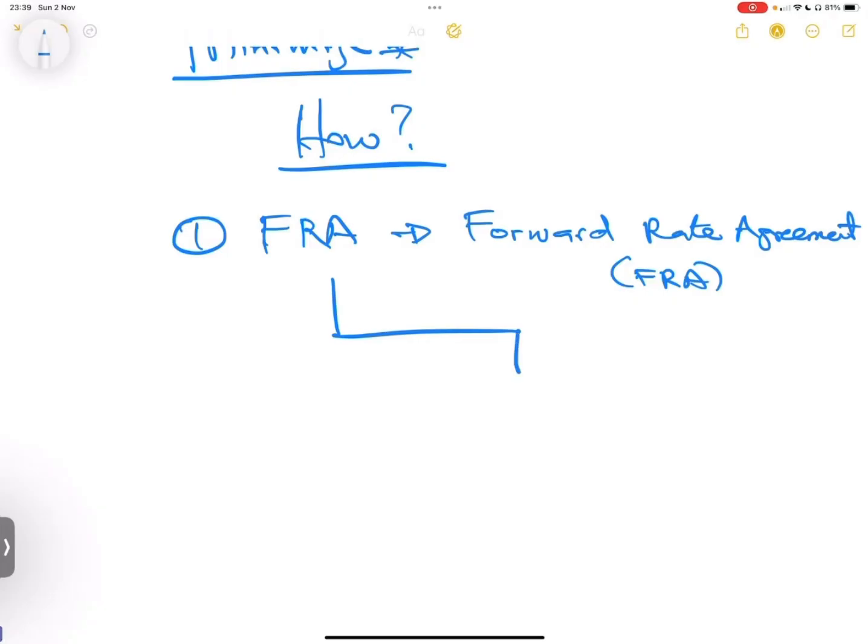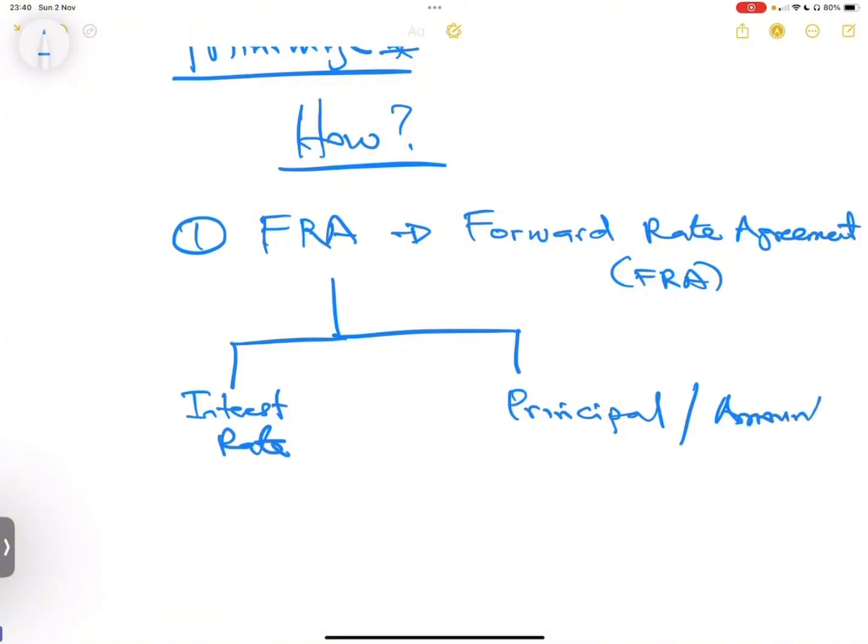FRA is a combination of two things. Please take note, because it's different from your typical forward you use in currency. In forward currency, all you needed to do was just to fix the rate and you do your transaction at that rate. That's all. It's all about the FX rate. But when you're talking of FRA, you're talking of the interest rate itself that you're trying to fix, and also there is a principal involved, which is the amount that you are actually trying to loan, or they are trying to invest if it's a deposit.